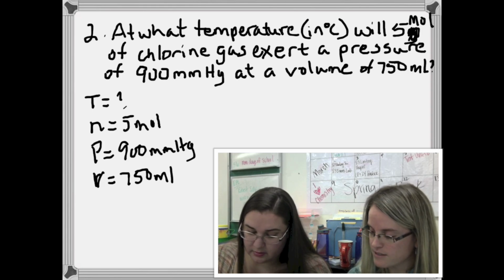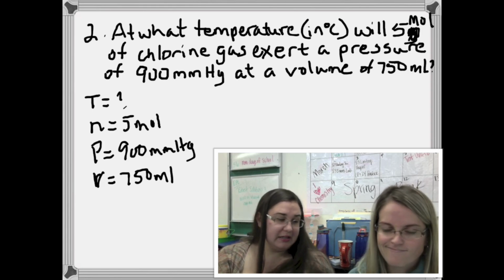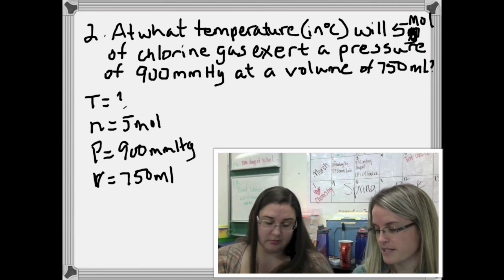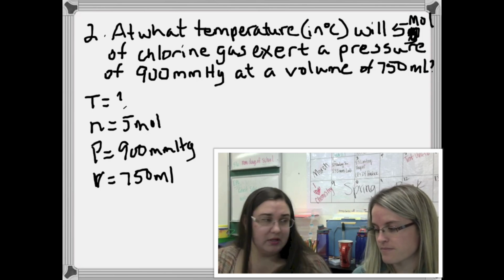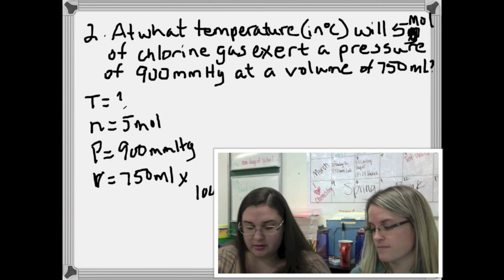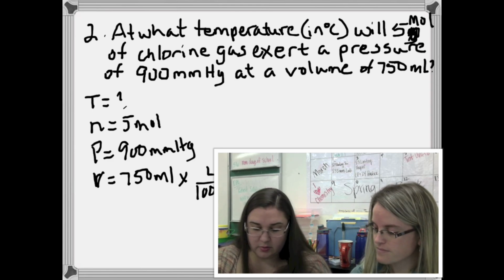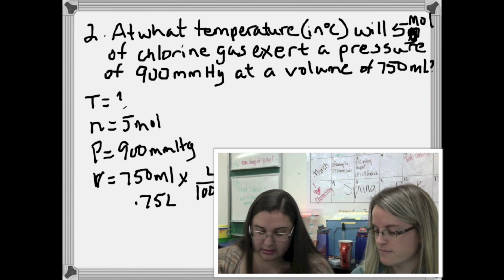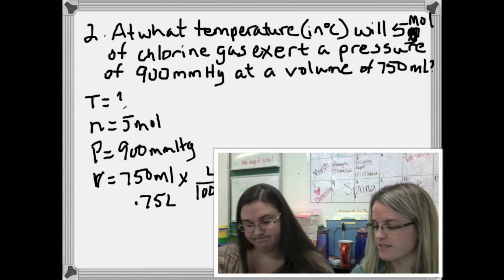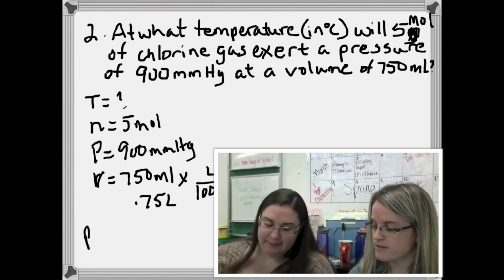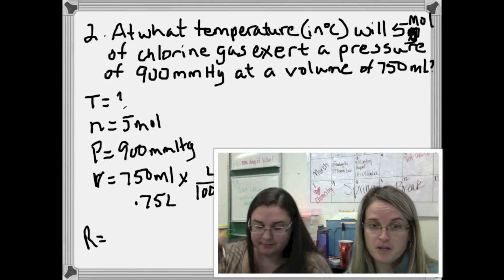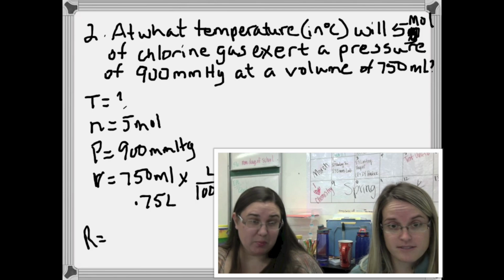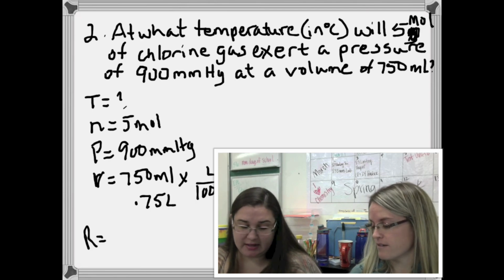750 milliliters. That one I do have to change because that needs to be liters. I know that there's 1,000 milliliters per liter, so I need to divide by 1,000, which gives me 0.75 liters. Really, it's like I'm just moving my decimal 3 places to the left. Okay, so I need my R value.